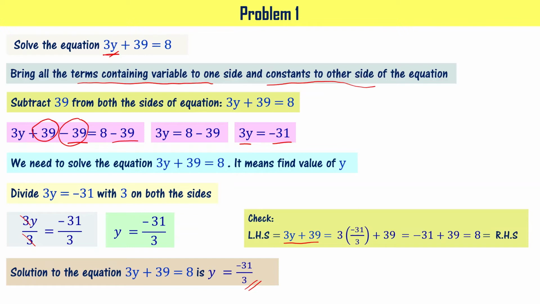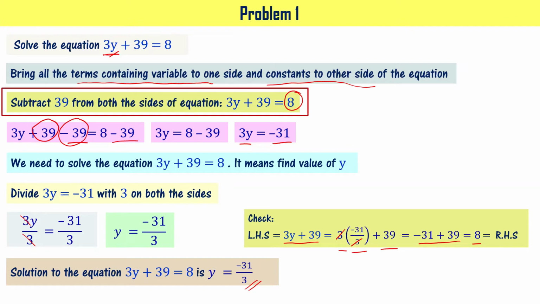When you do that, you will write it as 3 times minus 31 by 3 plus 39, right? I can cancel this 3 and this 3. It means I can write it as minus 31 plus 39, that is equal to 8, right? As you see here in this equation, 8 is the RHS, right? That's why whatever LHS value you got, that is equal to RHS. Hence I say that the solution we have obtained, y equal to minus 31 by 3, is the correct solution, right?